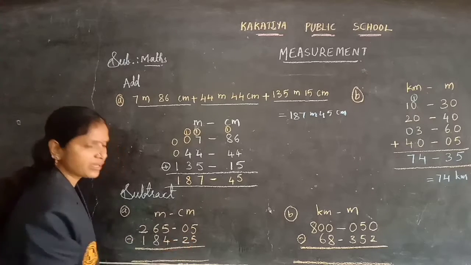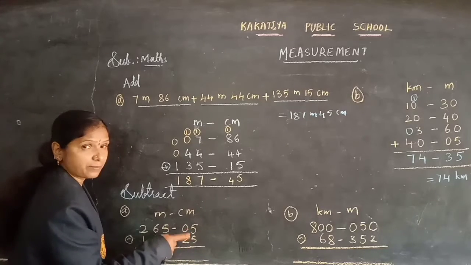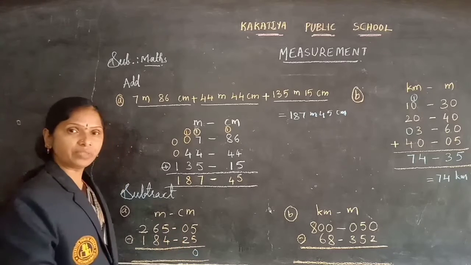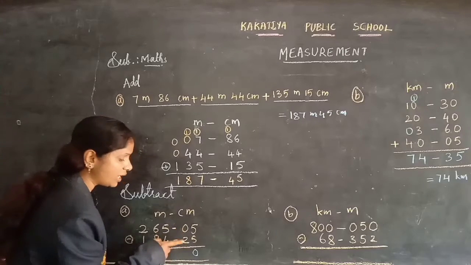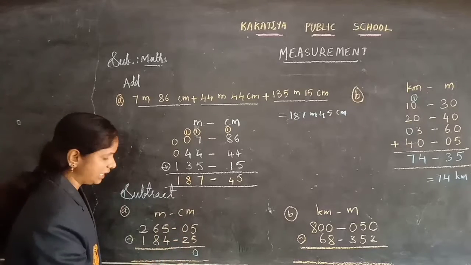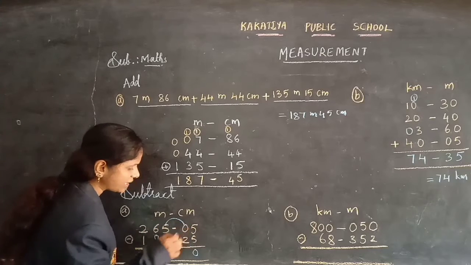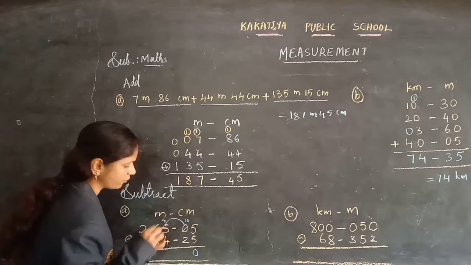Now 5 minus 5. 5 minus 5, 0, children. The same number we are subtracting means you will get the 0. Now 0 minus 2. Is it possible, children, 0 minus 2? No. Why? Because 0 is smaller than the 2. So we are taking the borrow from the before, nothing but from the 5.